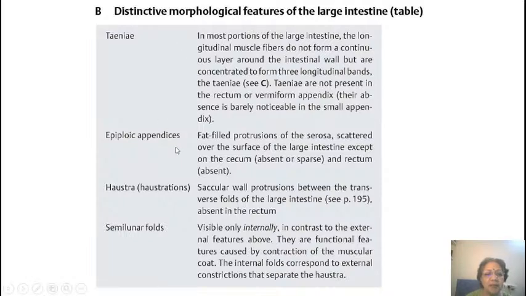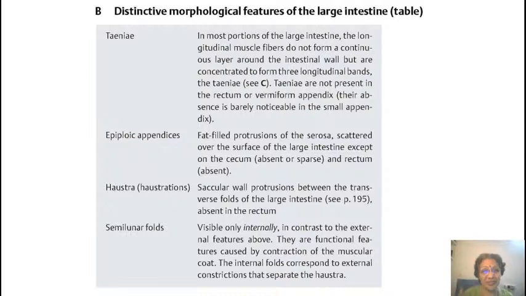Then you have the appendices epiploicae, which are fat-filled protrusions of the serosa scattered over the surface of the large intestine. They were not there on the cecum. Actually, they were there, but they're not well formed. So it looks like one single sac without very clear tinea.